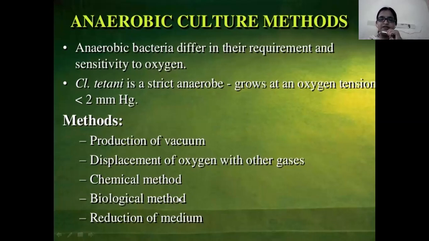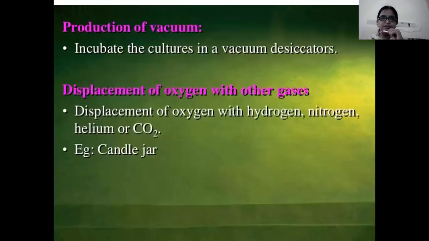And there are other methods such as biological method or reduction of the dye using chemicals. Next, production of vacuum. We have to incubate the cultures in vacuum desiccators, and displacement of oxygen with other gases is done by using hydrogen, nitrogen, helium, or carbon dioxide.